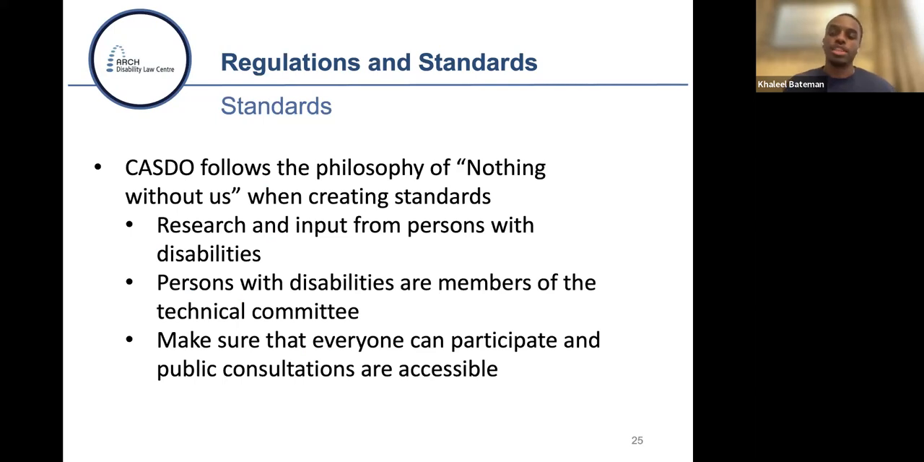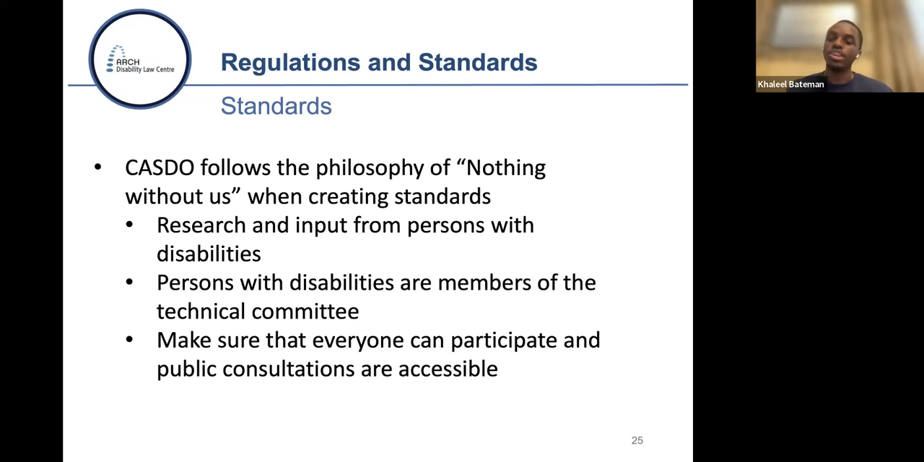Now, getting back to the standards and going a bit more in depth with those. In creating standards, CASDO is governed by the philosophy, "nothing without us." This being the overarching theme of CASDO's work, the knowledge and opinions and experiences of persons with disabilities are highly regarded. Essentially, none of the initiatives or measures being taken hold any weight without the input of these communities.